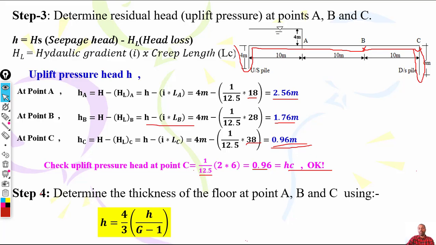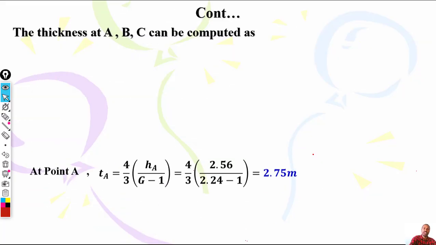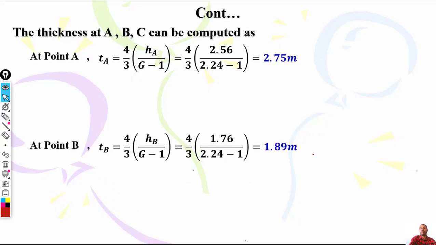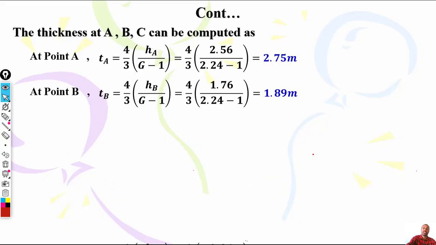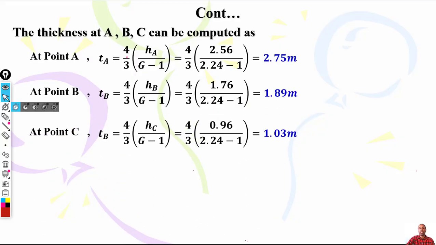So the next step is to determine the thickness of the floor at points A, B, C using this equation. For design purposes, we are going to use this equation with a factor of safety of 4 over 3. H is the hydraulic head at each point, then you substitute. So the thickness at A, B, and C can be determined with this equation.